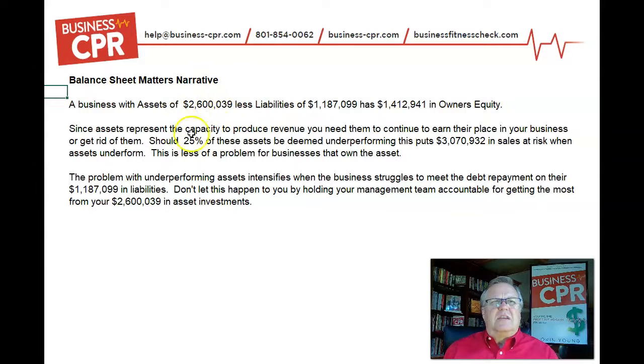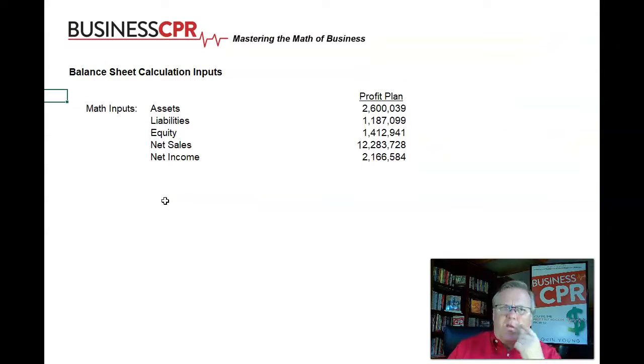If that's allowed to continue for too long, that puts this at risk, the owners of this business will start to have real problems. And so don't let that happen to you. Make sure that your assets are working harder than you are. So let's look at the math to appreciate this. Again, you need to just know the mix of your balance sheet. The key number here, of course, is the assets.